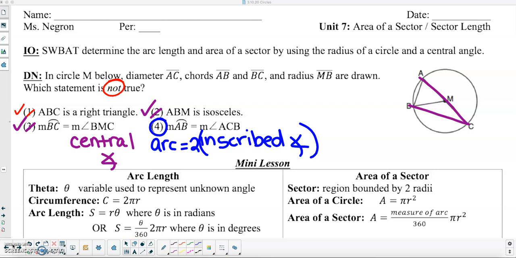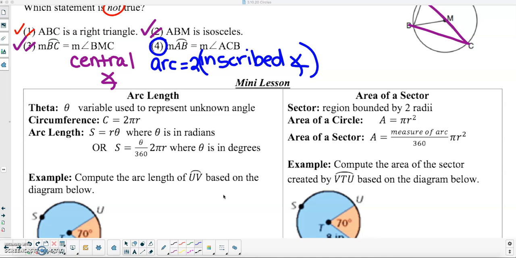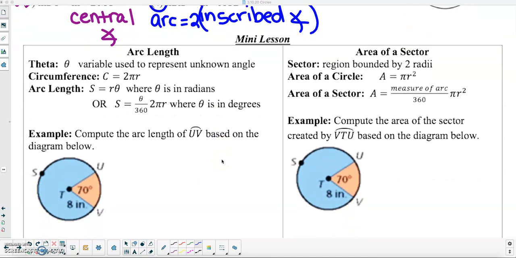Now let's move on to the mini lesson regarding arc length and the area of a sector. So arc length is exactly what it sounds like. It is the length of the arc. So you want to figure out how long it is. Well, in circles, we're going to be using a variable called theta, which is a Greek letter, and that is used to represent an unknown angle.